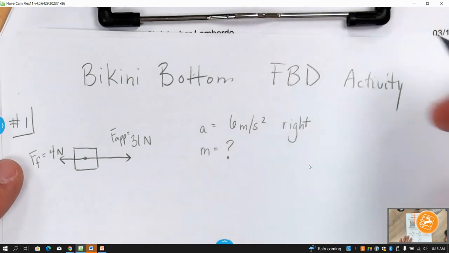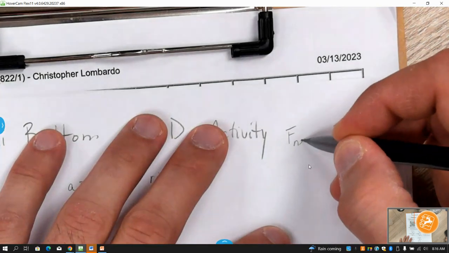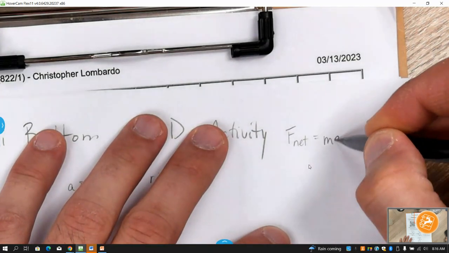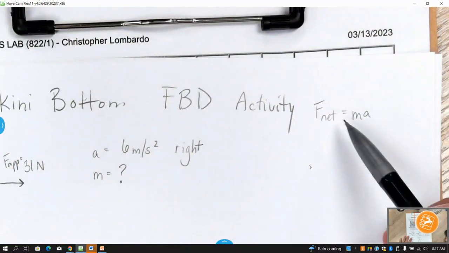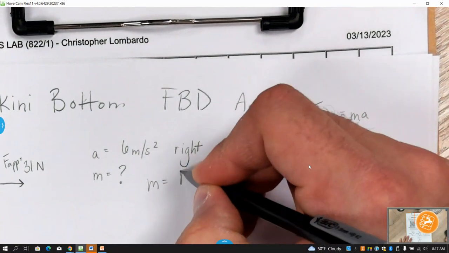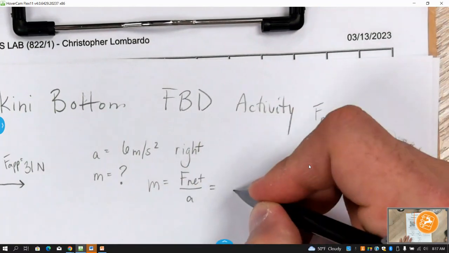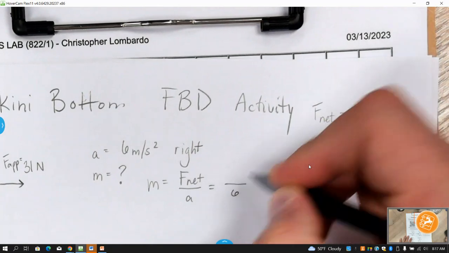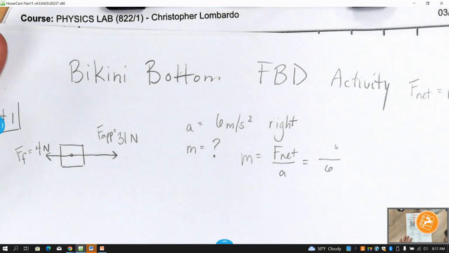using Newton's second law, which is F net is equal to mass times acceleration. If I'm looking for m, I have to get rid of the a, so it'd be F net divided by a. So m is equal to F net divided by a. We already have a as 6 meters per second squared. What don't we have? We don't have the net force.